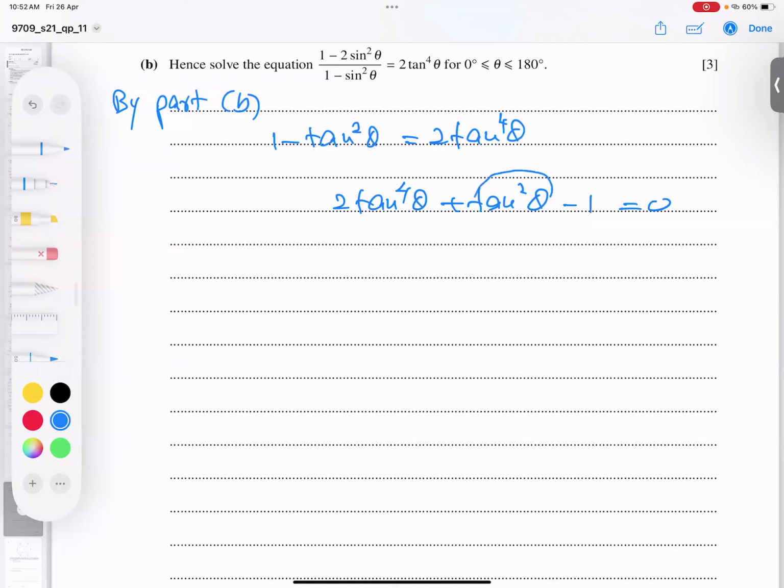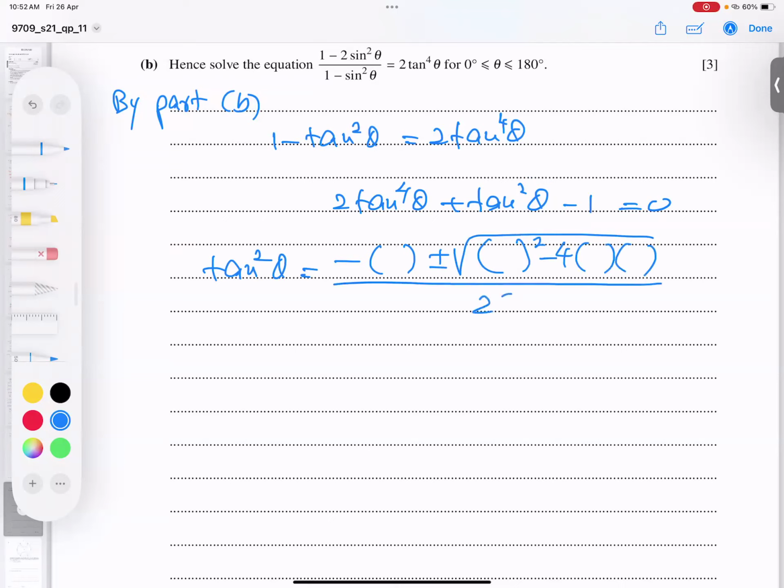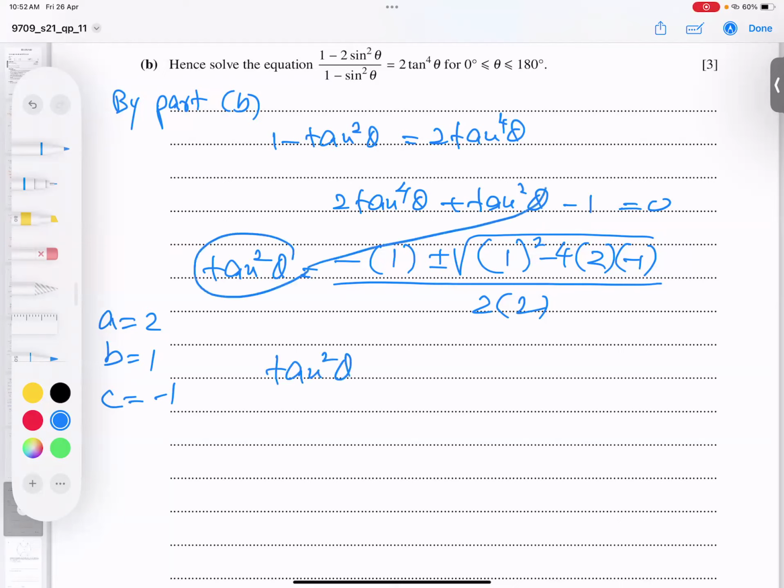Now I have two choices. If I take this equal to b, any variable, or I can do it directly: tan square theta equals negative b plus or minus the square root of b squared minus 4ac, all over 2a. Students, this is for your knowledge: a is 2, b is 1, c is minus 1. So tan square is on the left side. It comes from the middle, and by the rule, this double power is here.